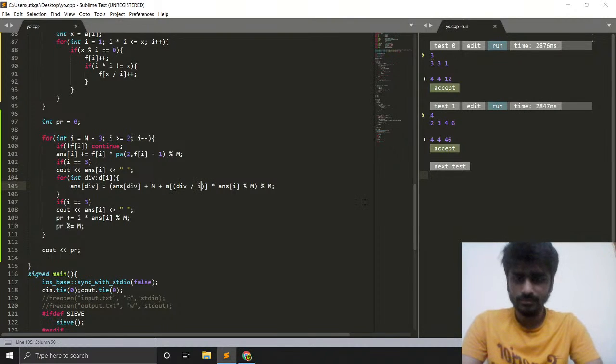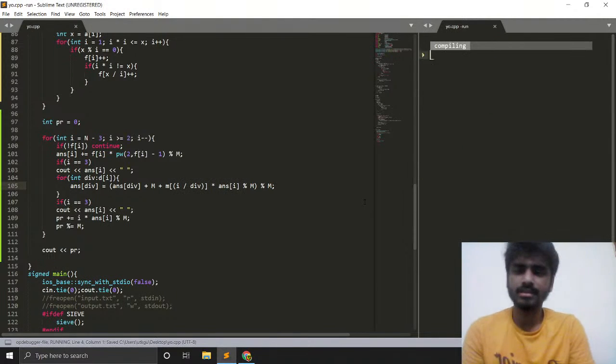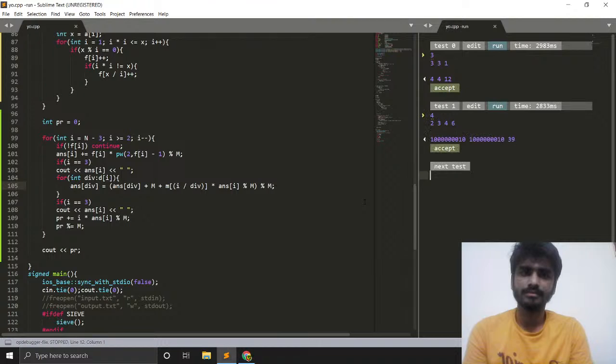Oh my god, I'm a real idiot. It should be I by div, not div. I'm always taking the Mobius value of zero. I wonder how the first test will... Okay, I think it's correct now.